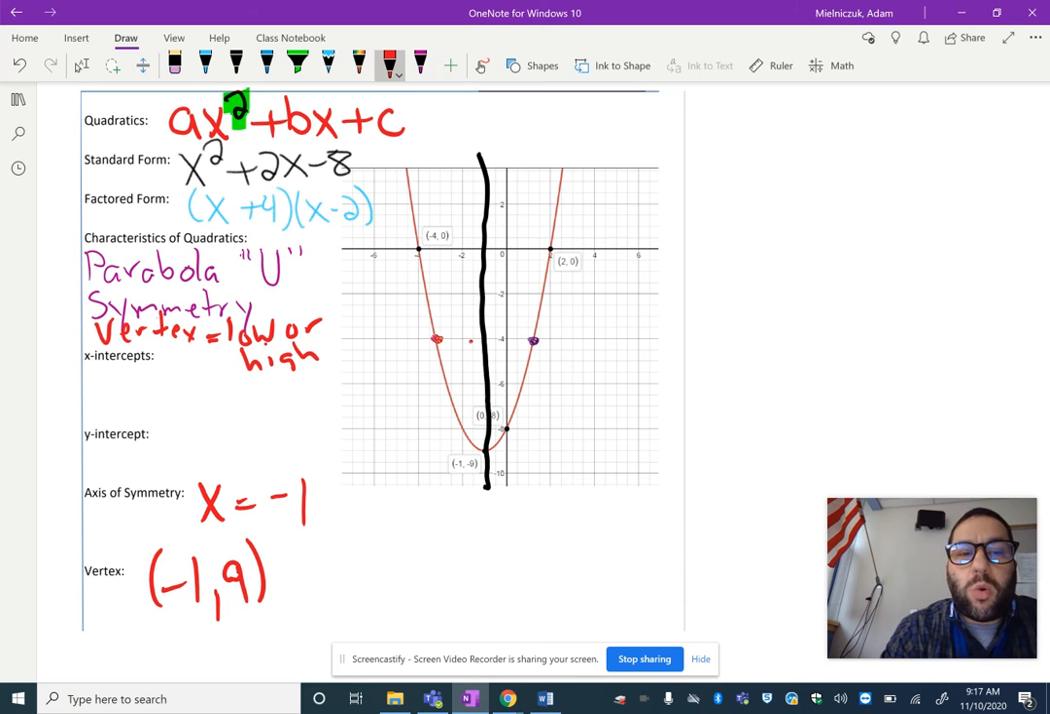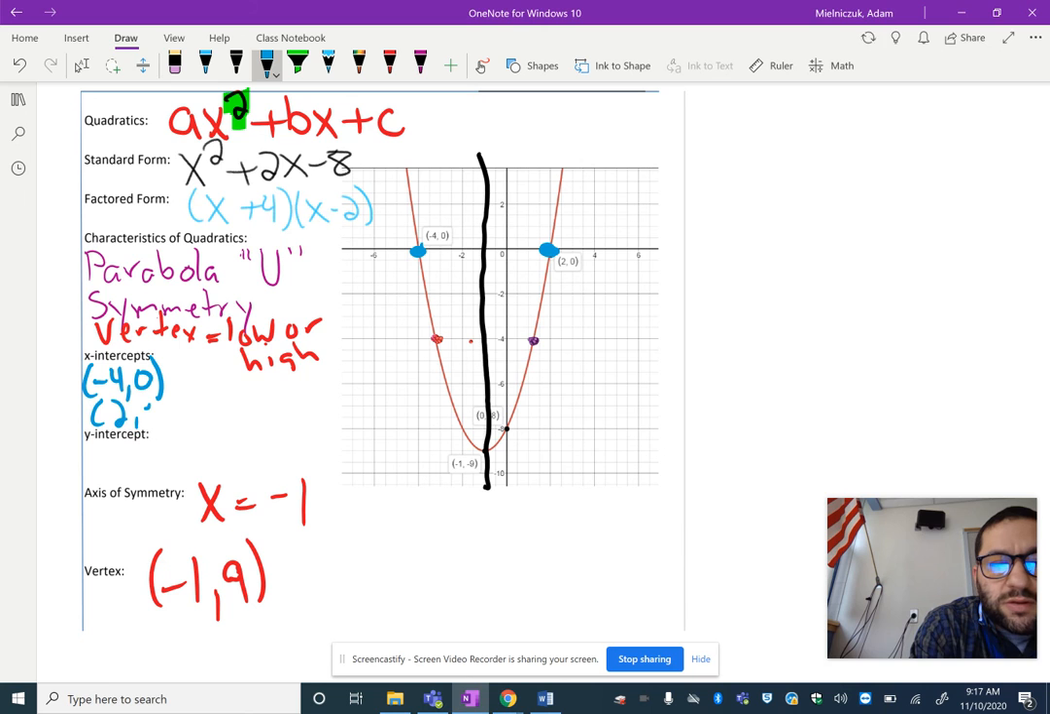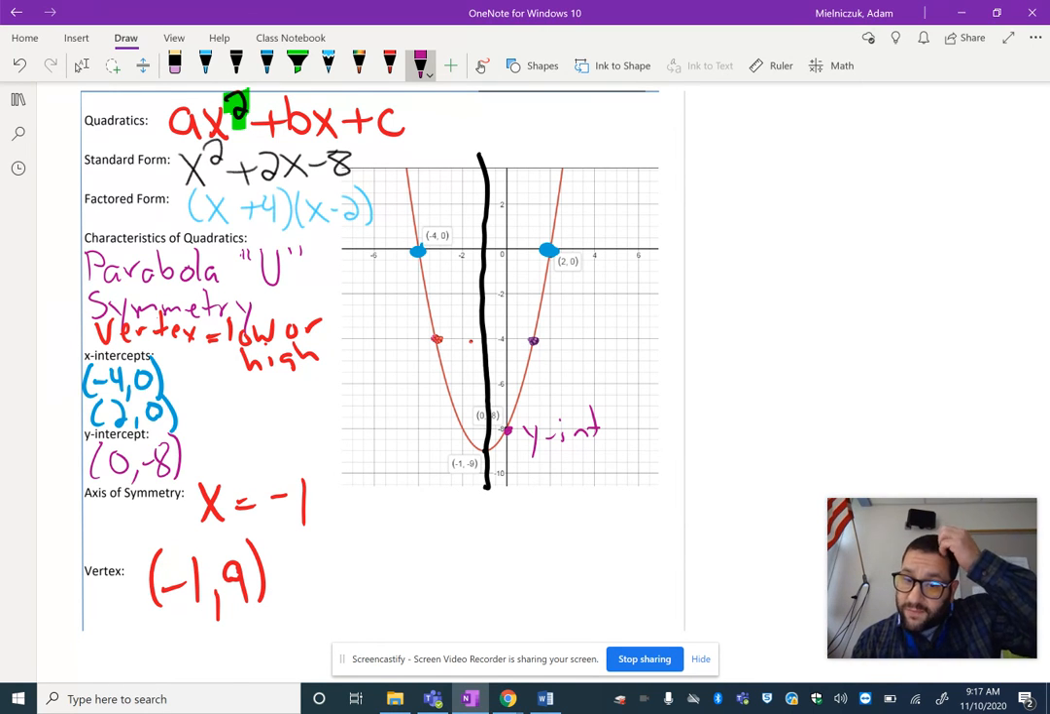Now, a quadratic function also has x-intercepts, and these intercepts are going to be the 2 points that intersect the x-axis. You can see them in blue. So what are the x-intercepts here? They are negative 4, 0, and 2, 0. Okay, and we can find those on the graph. We'll show other ways to do it after. Our y-intercept is the point that intersects the y-axis. So here is our y-intercept, and we have that at the point 0, negative 8. Okay, your y-intercept will always have an x value of 0.